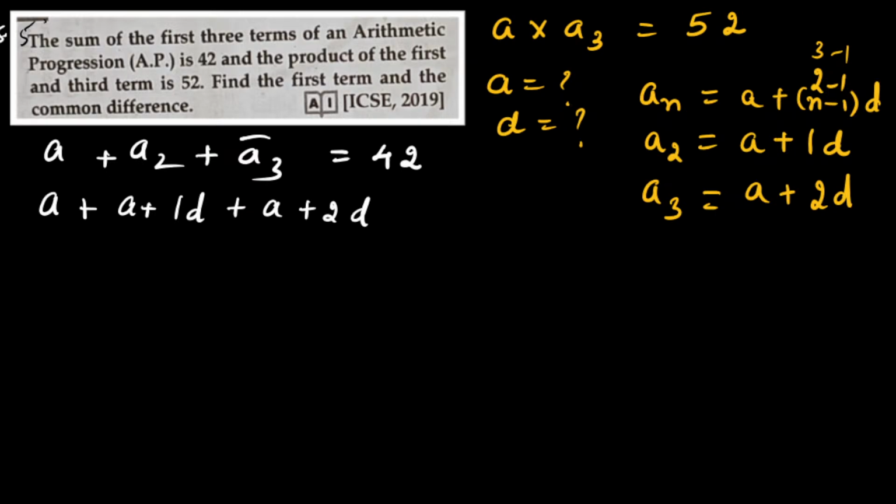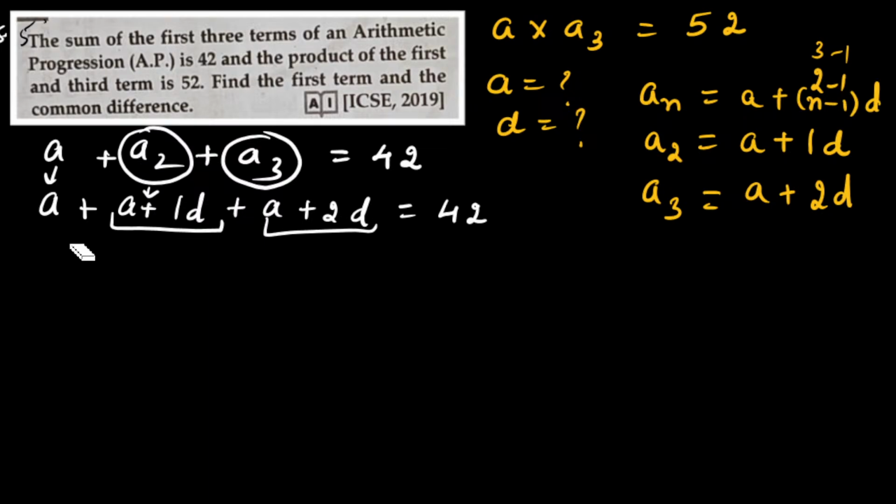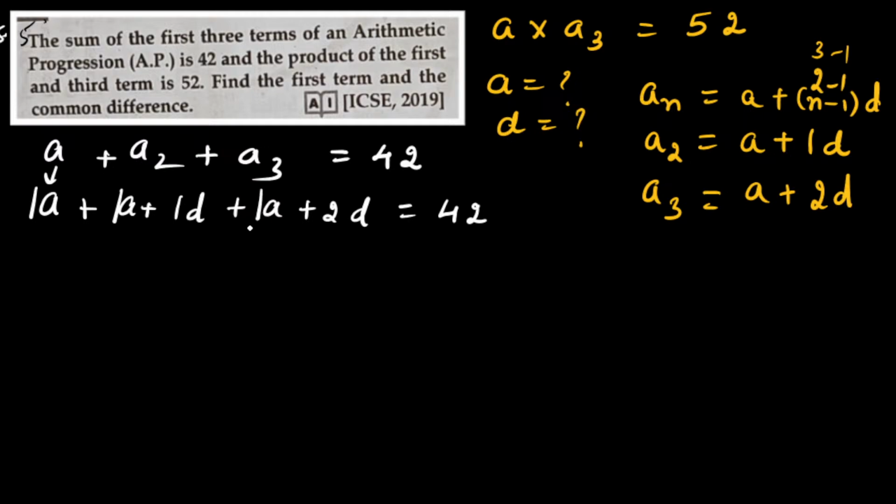What I have done is substituted their formulas here. A as it is, A2 is A plus 1D, A3 is A plus 2D. So this is equal to 42. Now we can solve the like terms. A plus A plus A, 1 plus 1 plus 1, is 3A. Then 1D plus 2D, 1 plus 2 is 3. So 3A plus 3D is equal to 42.